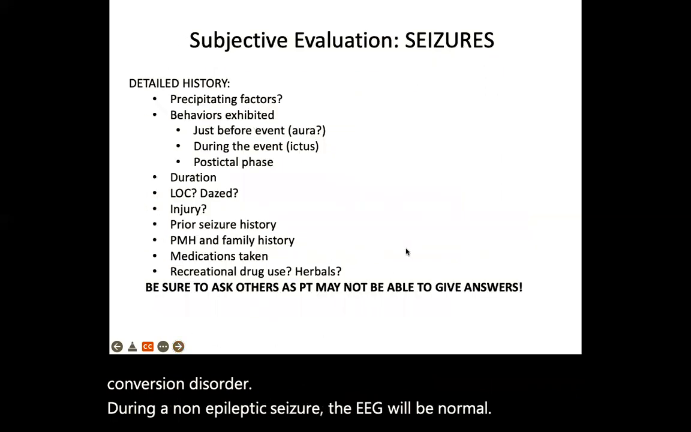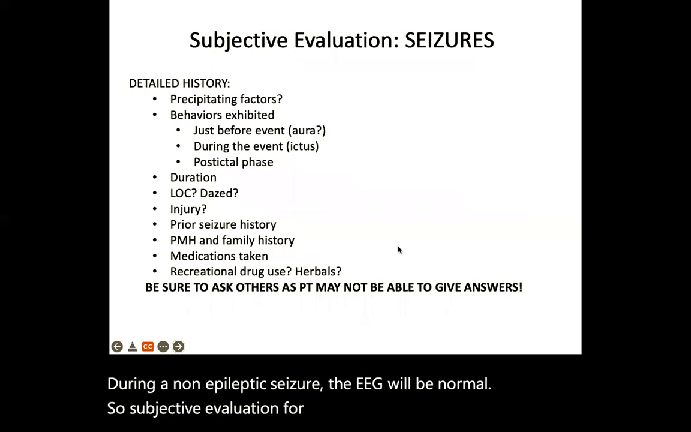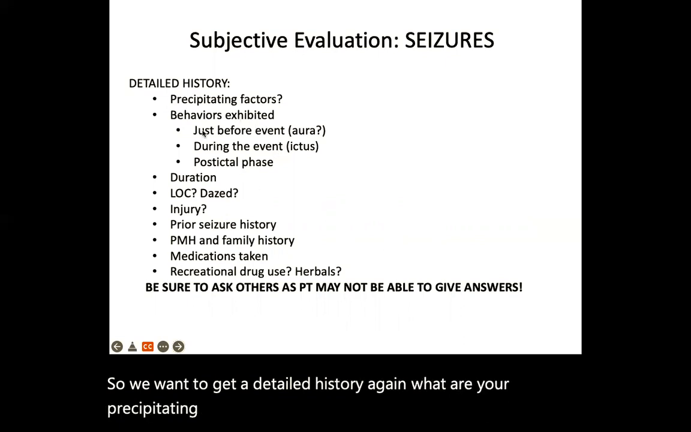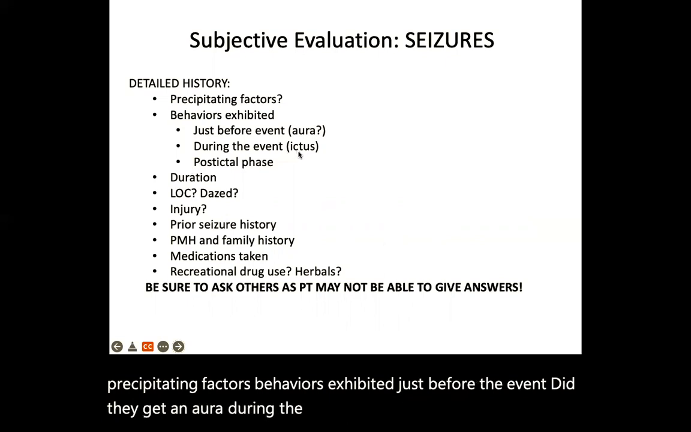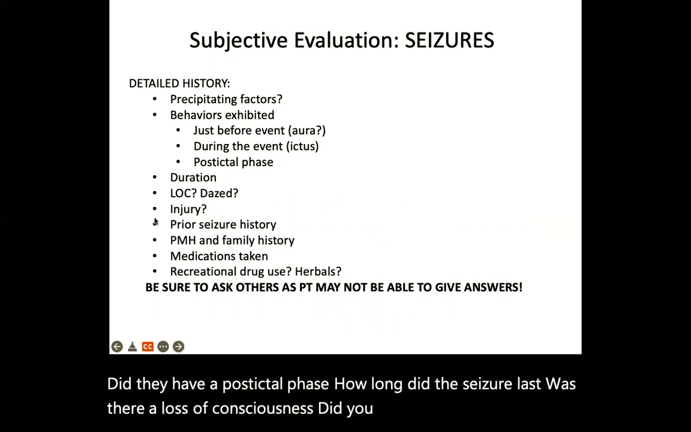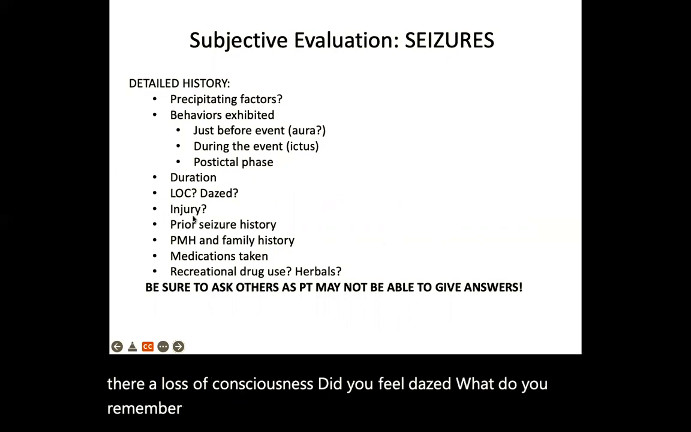So, subjective evaluation for seizures. We want to get a detailed history. Again, what are the precipitating factors? Behaviors exhibited just before the event? Did they get an aura? During the event, did they have ictus? Did they have a postictal phase? How long did the seizure last? Was there a loss of consciousness? Did you feel dazed? What do you remember during, after, and before? Was there any injury to the head, tongue biting, anything like that? Any injury to the teeth?